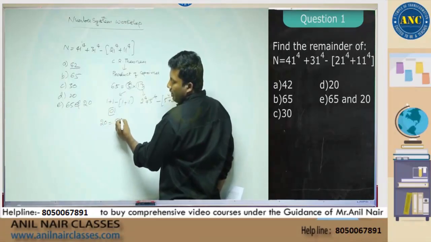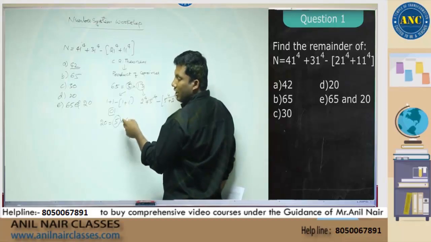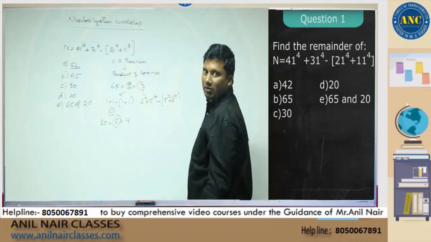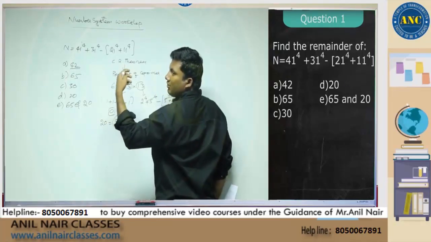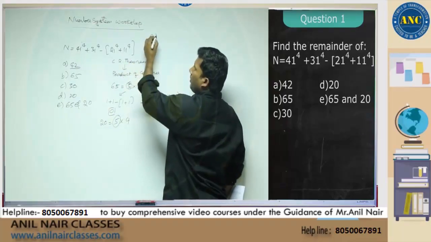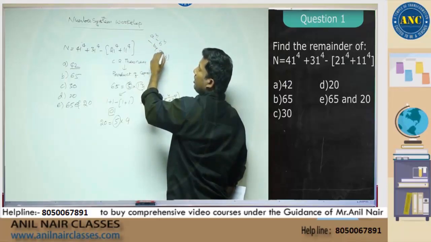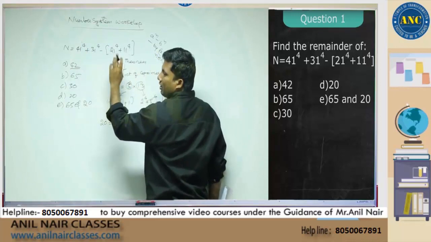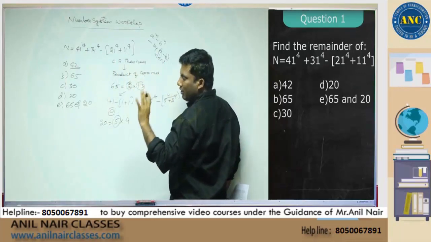20. 20 is 5 into 4. Already I did by using 5. You don't need to solve like this also. By looking at the question itself, you can say that the number is divisible by 20. Because A power n minus B power n is always divisible by A minus B, as long as n is a natural number. So 41 minus 21 is 20, 31 minus 11 is 20. It is divisible by 20.